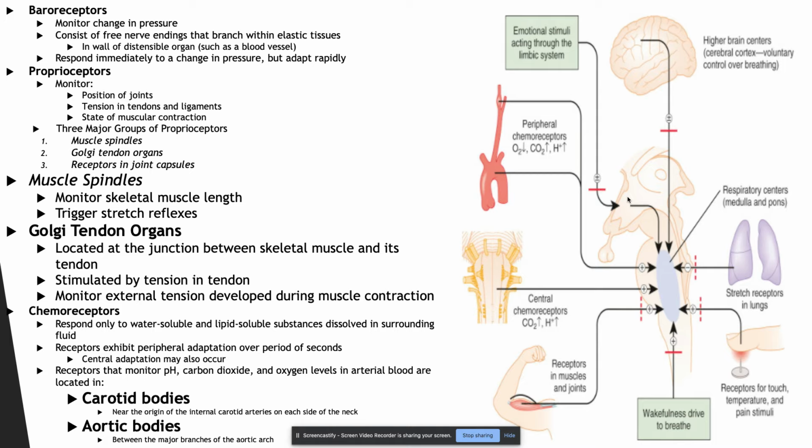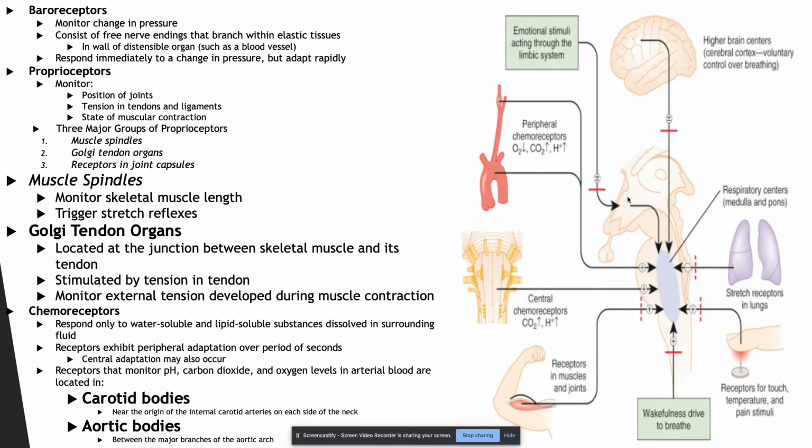Chemoreceptors are specialized nerve cells and can detect small changes in the concentration of specific chemicals or compounds. In general, chemoreceptors respond only to water soluble and lipid soluble substances that are dissolved in body fluids, such as interstitial fluid, blood plasma, and the CSF. These receptors exhibit peripheral adaptation over a period of seconds. Central adaptation might also take place. The chemoreceptors included in the general senses do not send sensory information to the primary sensory cortex, so you're not consciously aware of the sensations they provide.